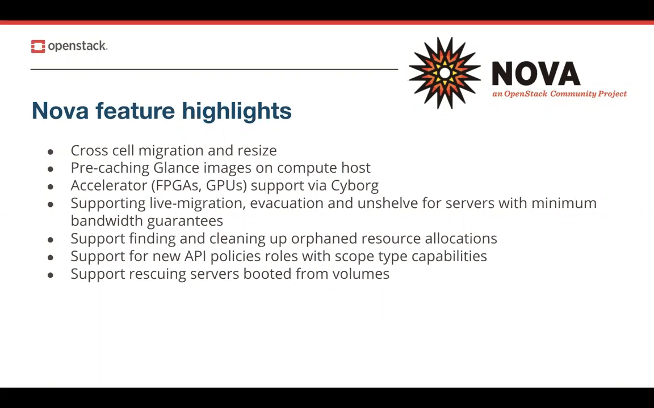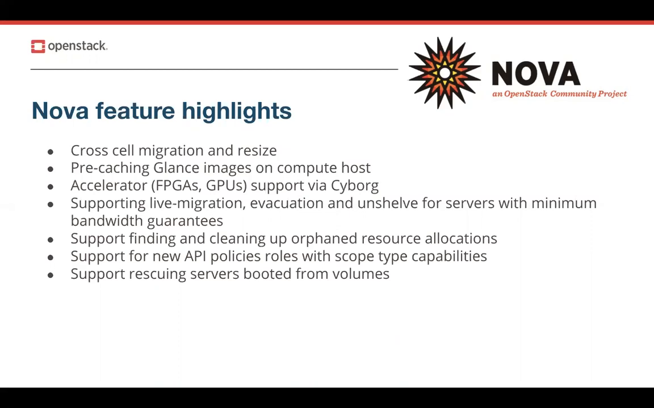Nova already does on-demand caching of Glance images. So when you create a server from a Glance image that wasn't used before on a compute host, Nova will download that Glance image and store it in a cache on the compute. But when your user uploads a new Glance image into OpenStack, then the first boot from that image on each compute will be slower because of this image download time.